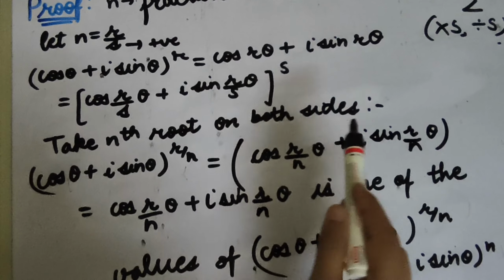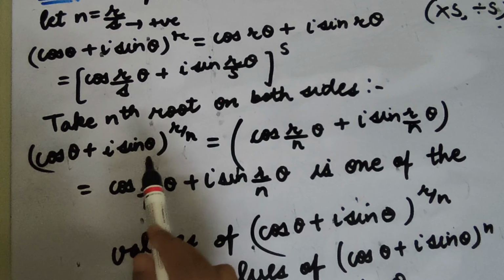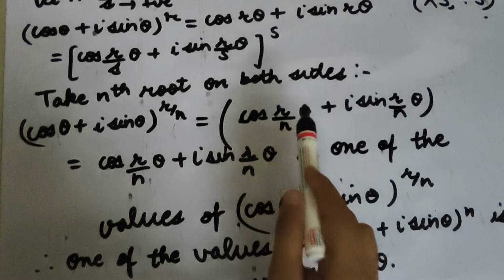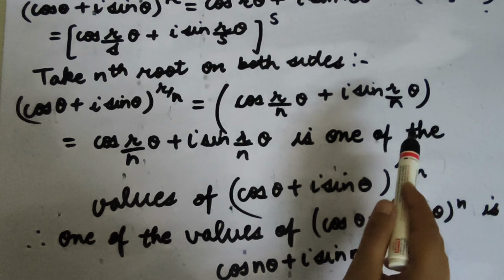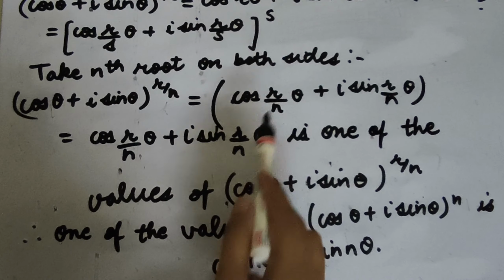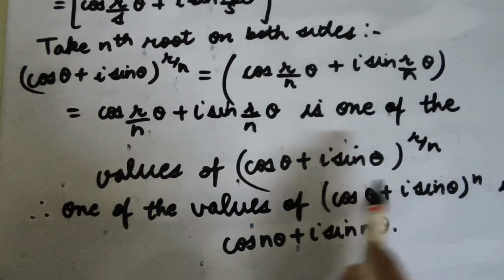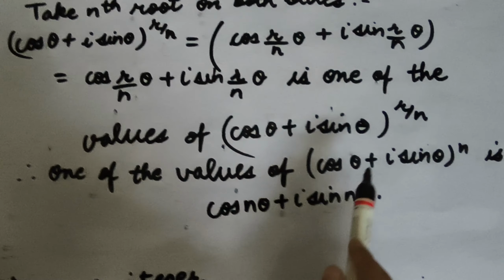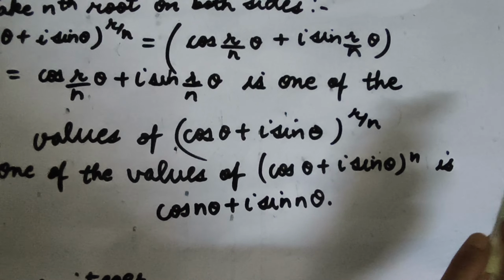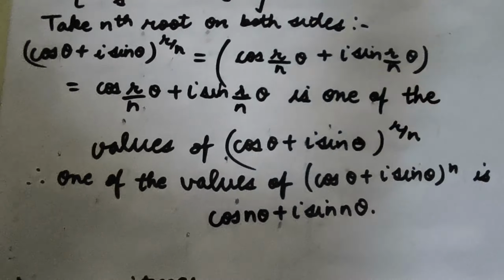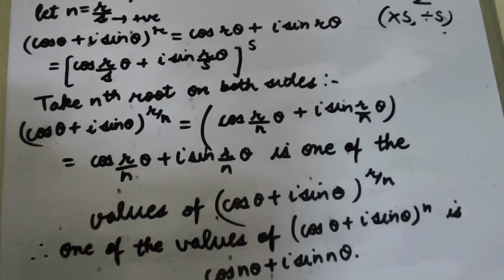Now take the sth root on both sides. So it will be (cos theta + i sin theta) to the power r by s is equal to cos r by s theta + i sin r by s theta. So now this is one of the values of (cos theta + i sin theta) to the power r by s. Therefore one of the values of (cos theta + i sin theta) to the power n is cos n theta + i sin n theta. So we have proved all three cases, hence proved.